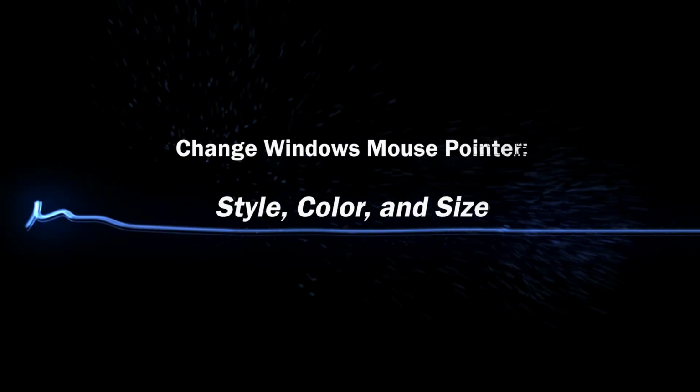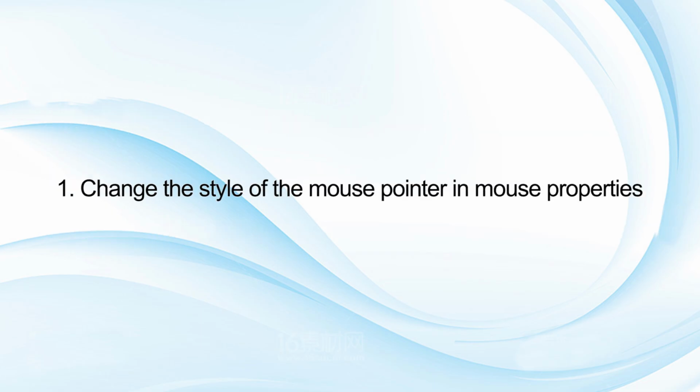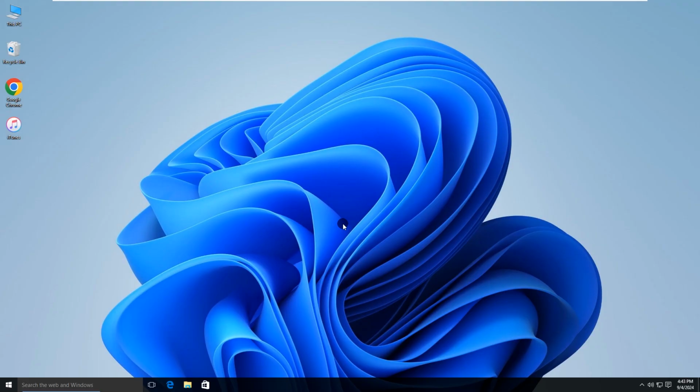Hi everyone. Today I will share with you how to change Windows mouse pointer in style, color, and size. I'm going to break it down into 3 parts shown on the screen. Let's start with the first one, change the mouse pointer style in mouse properties.